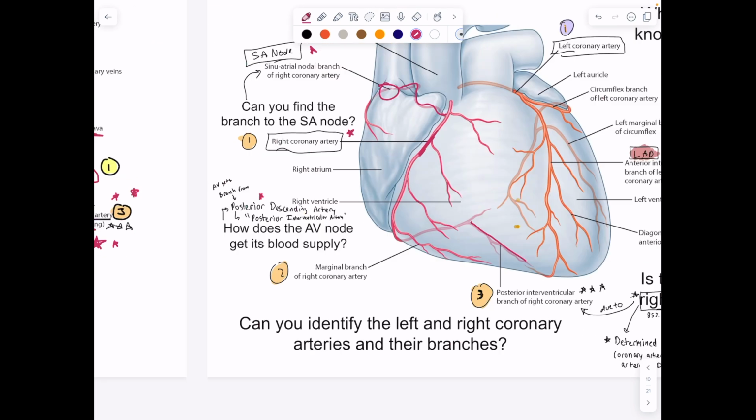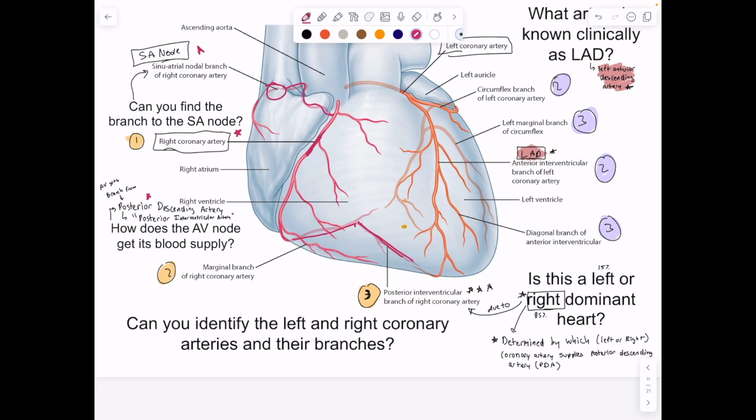And we said that this branch sometimes comes from the right coronary artery, but you could have that branch come from the left coronary artery instead. And so is this a left or right dominant heart? Well, this branch right here, the posterior descending artery, also called the posterior interventricular artery, is coming from the right coronary, so this is a right dominant heart.